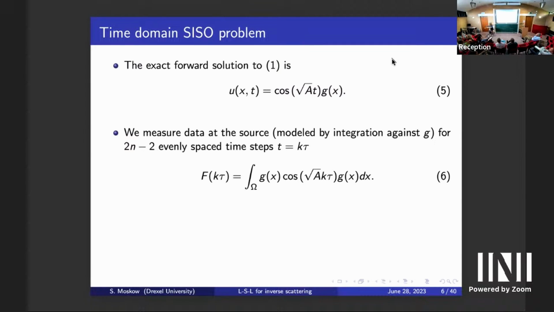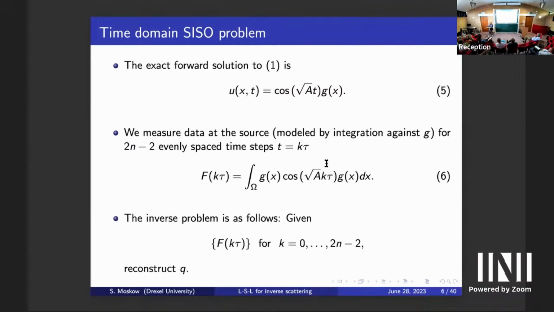So we can measure the data at the receiver, which is co-located with the source, so the data is given by this integral of the solution U against G, which is a localized function. And imagine we measured at some evenly spaced time steps. And then we could write down the inverse problem: given this data F at these evenly spaced time steps, reconstruct Q.